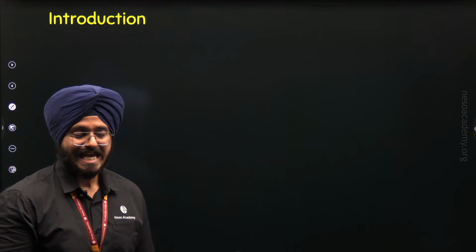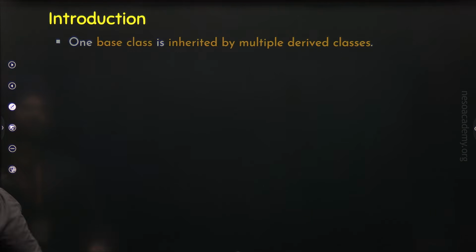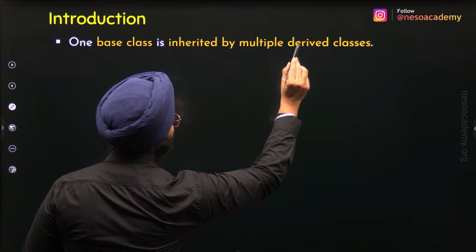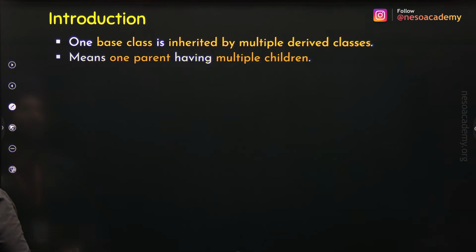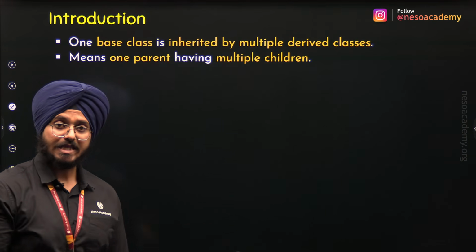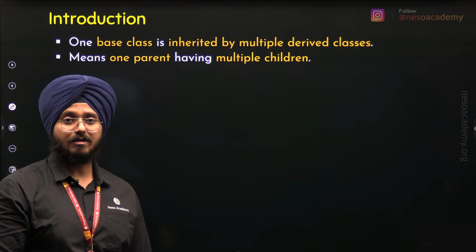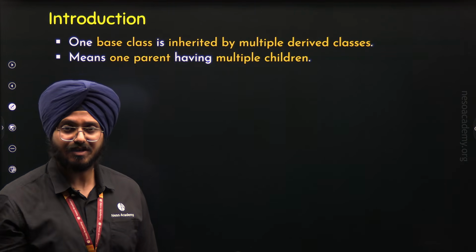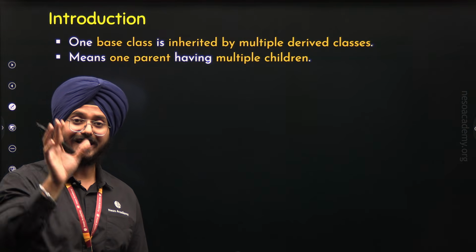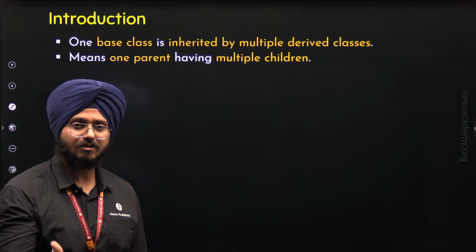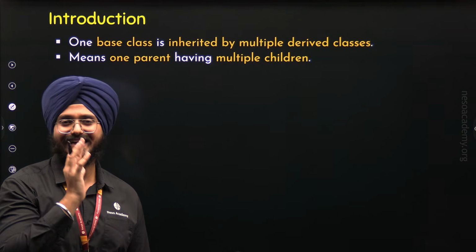Now, what is hierarchical inheritance? In hierarchical inheritance, one base class is inherited by multiple derived classes. Now, this means one parent can have multiple children. This is possible in case of hierarchical inheritance. One base class can have multiple derived classes. This means one parent can have multiple children. Now, to understand this properly, let's consider the syntax of the hierarchical inheritance.